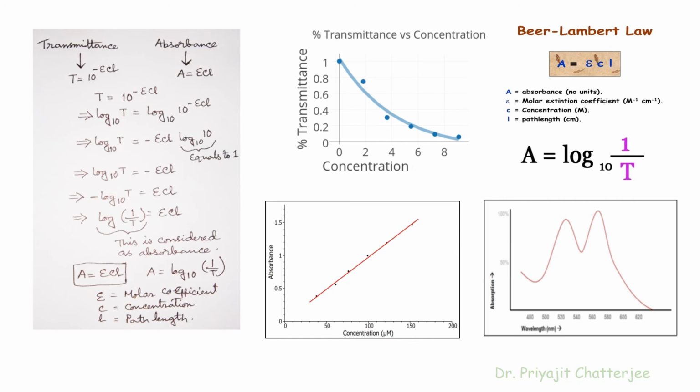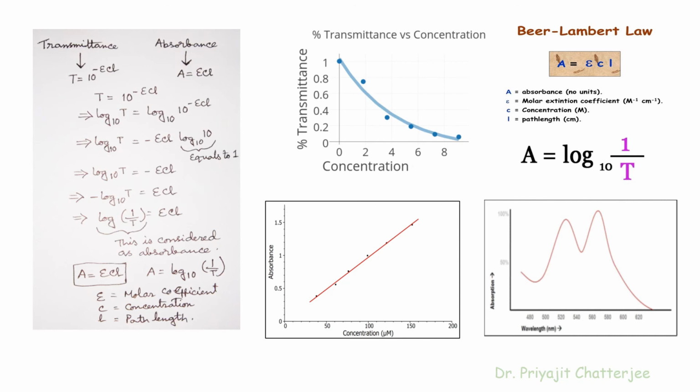So my question is, how is the value of transmittance converted into the absorbance value? This is the mathematical derivation that follows. We can find from the curve that with increasing concentration of the sample, transmittance will decrease exponentially. So what is the relation between the absorbance and transmittance? We know absorbance is the log value of 1 by T.